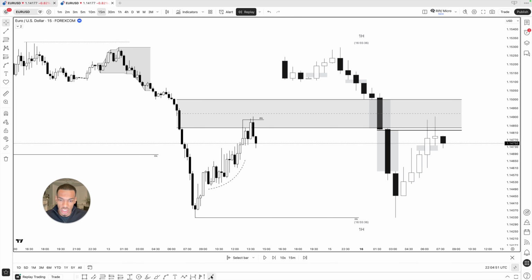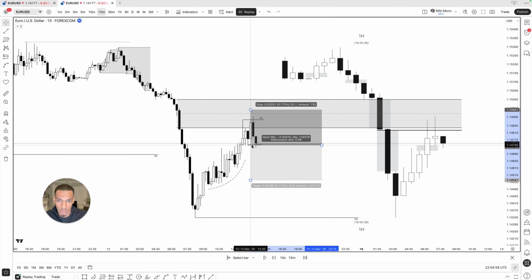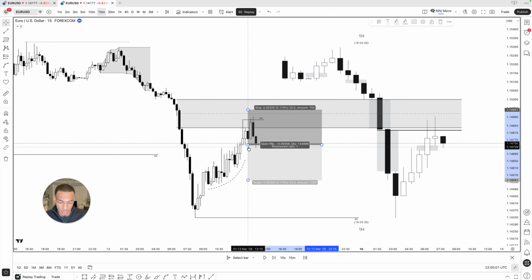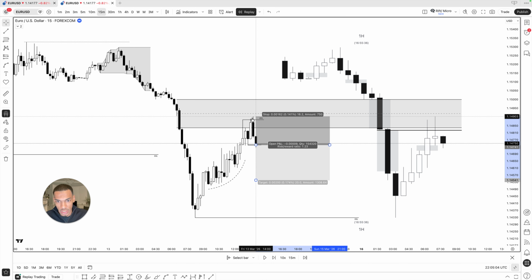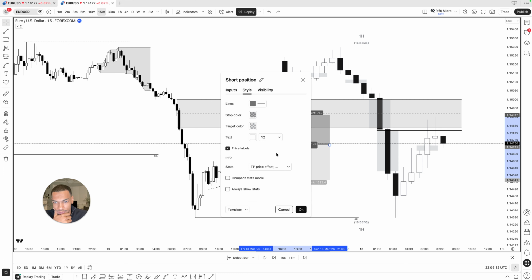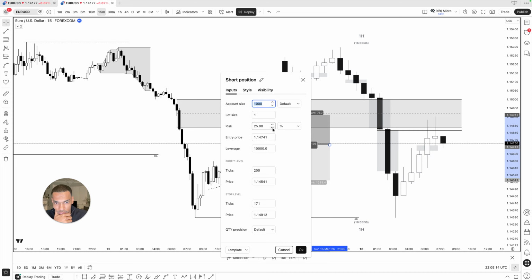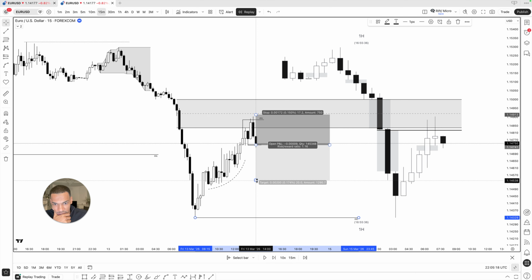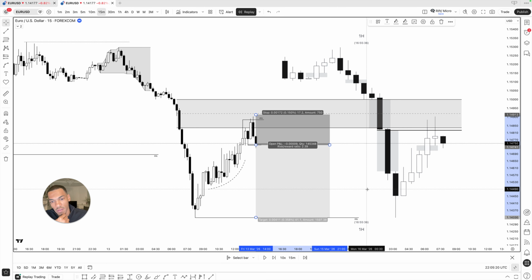And then you see we get the shift. You don't even have to go into M5. That's your shift. And I put my sell limit just there. Stop going just above the high. Okay. And then we target these lows over here.